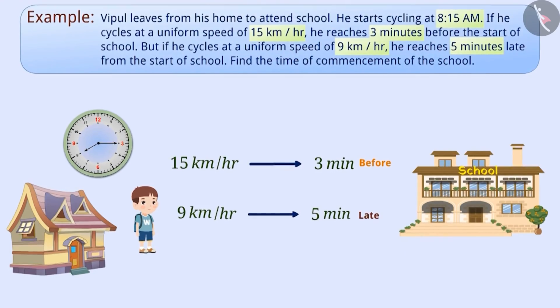Let's understand this question first. Here, we are given the relation between speed and time. Suppose the time left for school to start is x minutes. In this way, when Vipul cycles at a uniform speed of 15 km per hour, he reaches the school 3 minutes earlier, that is, x minus 3 in minutes. But when he cycles at a uniform speed of 9 km per hour, he reaches the school 5 minutes late, that is, x plus 5 in minutes.